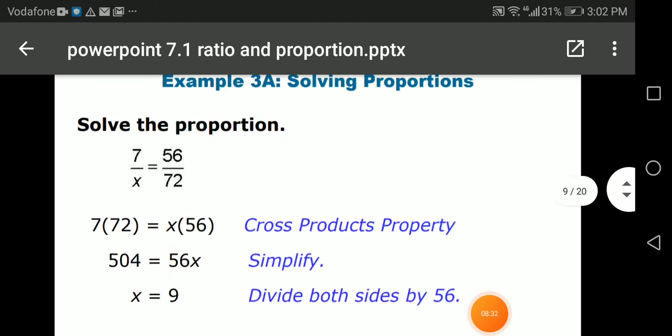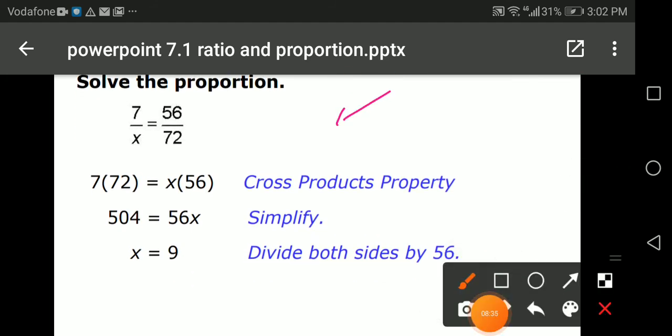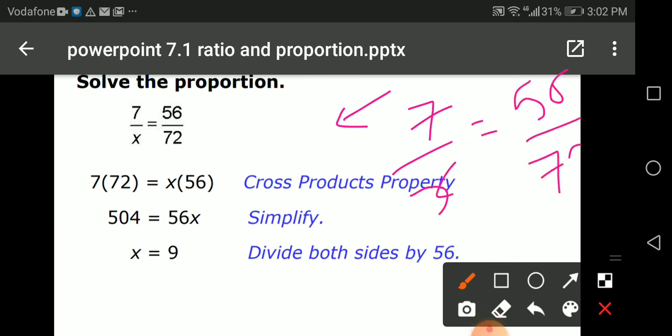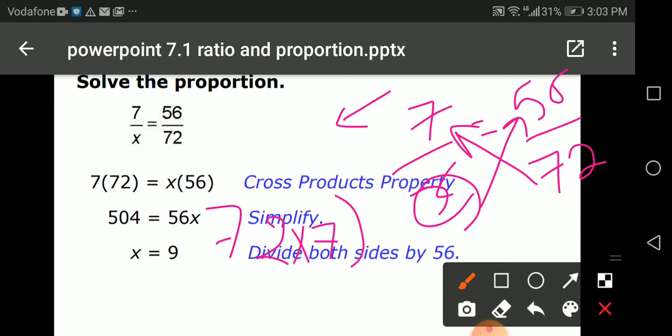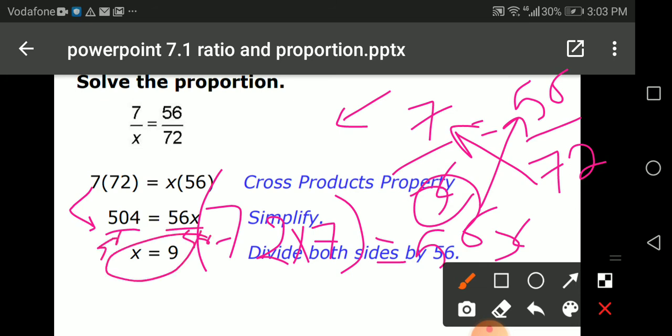So for this example, the question comes like this: 7 over x is the same as 56 over 72. How can I get the value of x, my dear students? Very easy: cross multiplication. We have 72 multiplied by 7 equal to 56 times x. So we have 504, the product, equal to 56x. Divided by 56, divided by 56, x will be equal to 9.